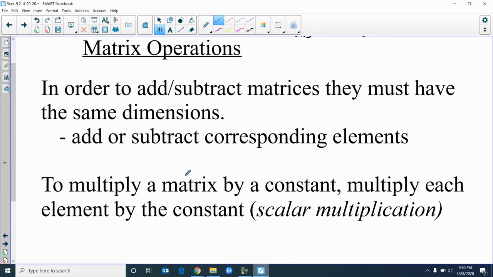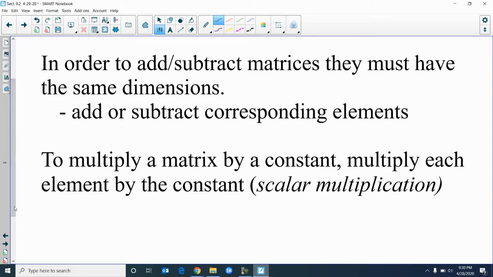To multiply a matrix by a constant, so just to take like 3 times matrix A or 4 times matrix B, all you do is multiply each element by the constant. It doesn't matter what the dimension is. All right, these two operations are going to come up here. Let's take a look at a couple examples here.